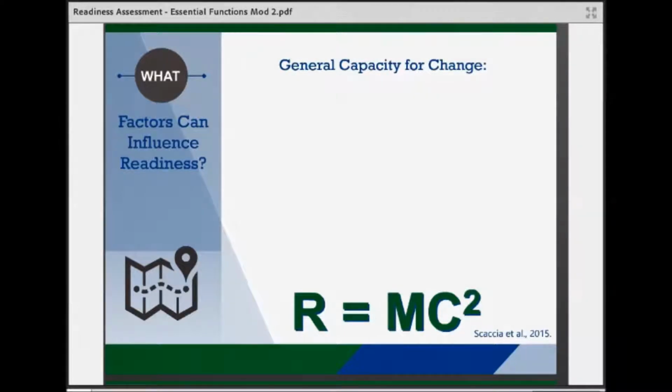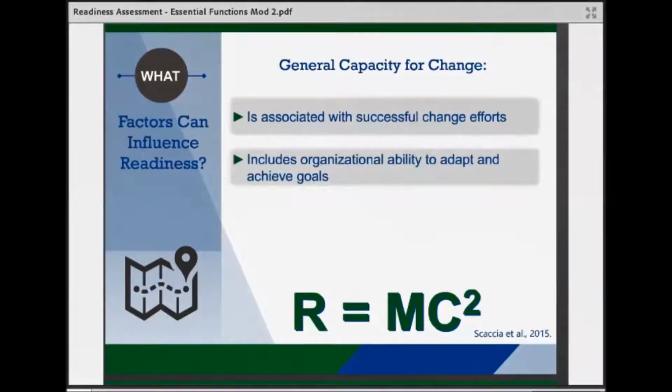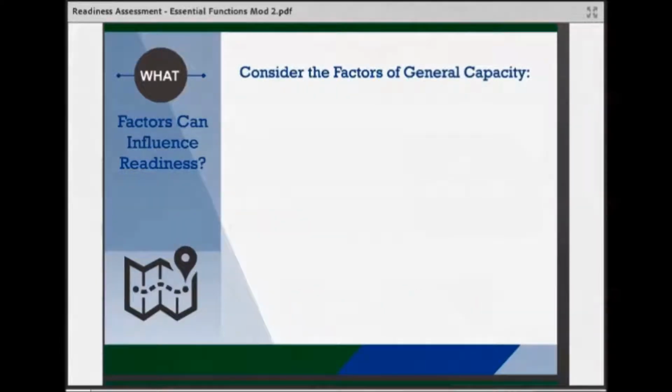There are two types of capacity in the equation: general capacity and intervention-specific capacity. When general capacity is strong, organizations are more likely to have successful change efforts. Strong general capacity reflects an organization's ability to adapt and achieve its goals, and will impact an agency's readiness to implement any program, practice, or change. Let's look more in depth at the factors that influence general capacity.